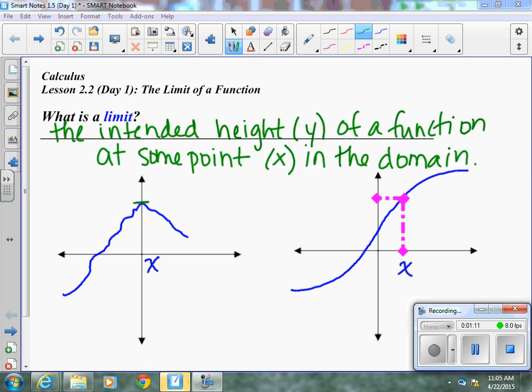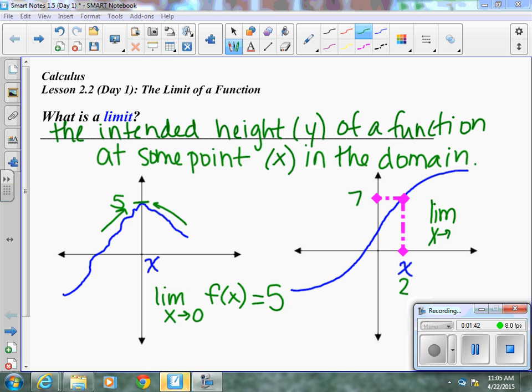Let's say this first height, the top of this was at 5. If you think about what we're approaching from this side and what we're approaching from this side, both are approaching a y value of 5. So as we approach 0, at this random function, the y value we are approaching is 5. Similar situation over here. If this is 2 and this is 7, then our limit as we get closer and closer to the 2 from this side and this side in our random function is equal to 7.